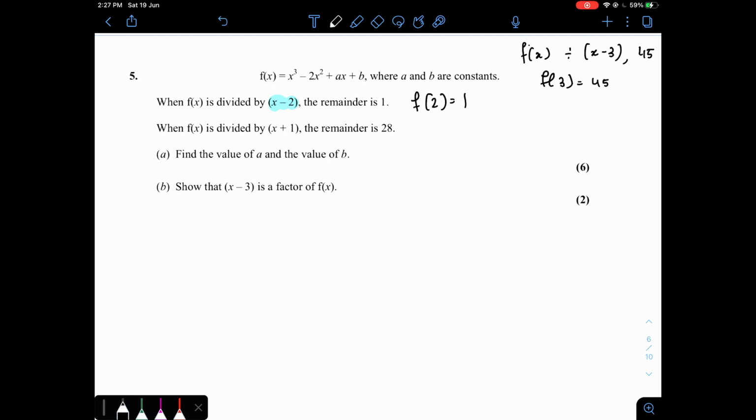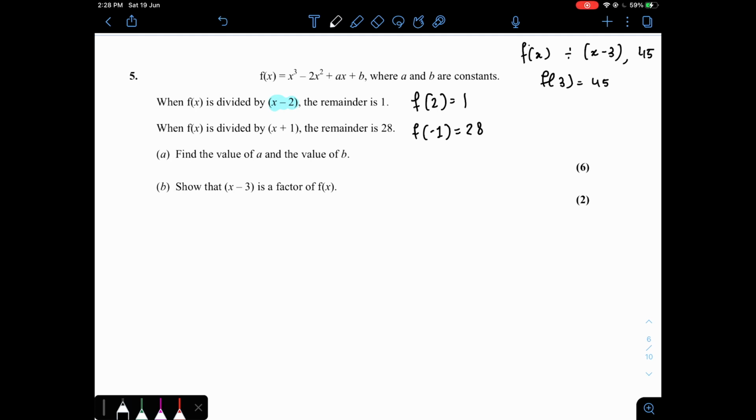Okay, same thing here. So f of x is divided by x plus 1. So we do the opposite on the inside. So that will be f of minus 1 equals 28. Now find the value of a and the value of b. So you can see in the equation there are gaps, right? a and b, they're not there, are they? So let's substitute them.